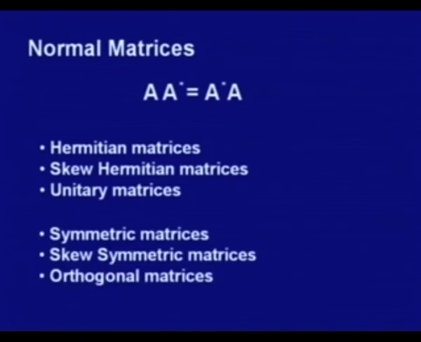Now, this is the case when we are talking about complex matrices. But when we have real matrices, the bar in A bar transpose does not have any meaning in the case of symmetric matrices. So, A A transpose is equal to A transpose A, and they are the same. Similarly, one can prove that skew symmetric matrices are normal matrices and orthogonal matrices are also normal matrices.